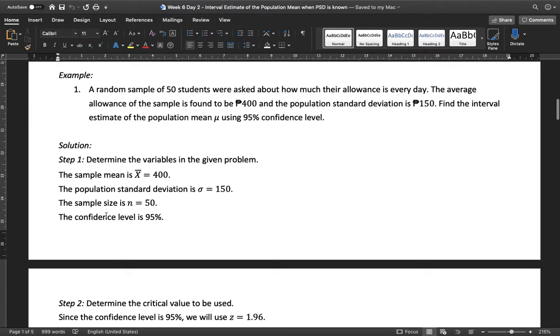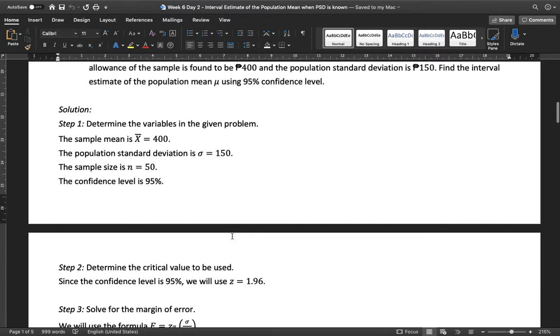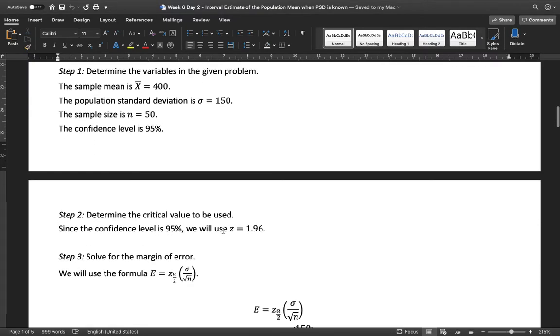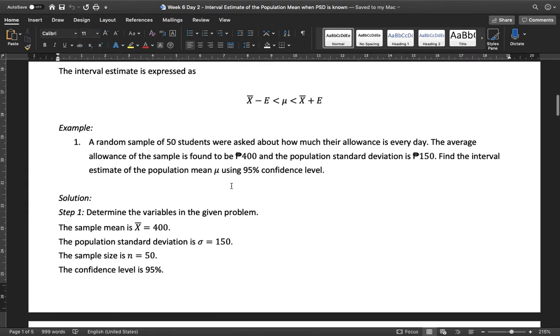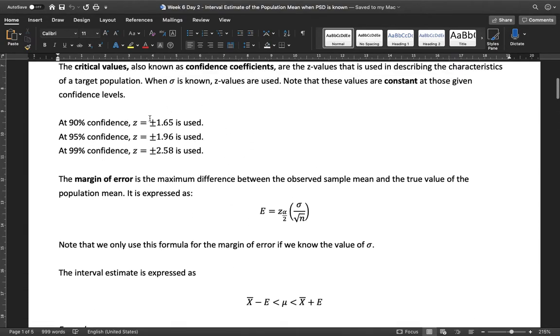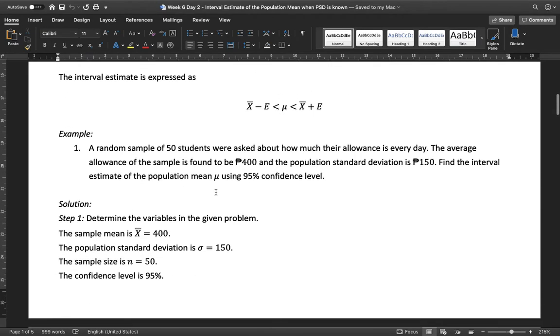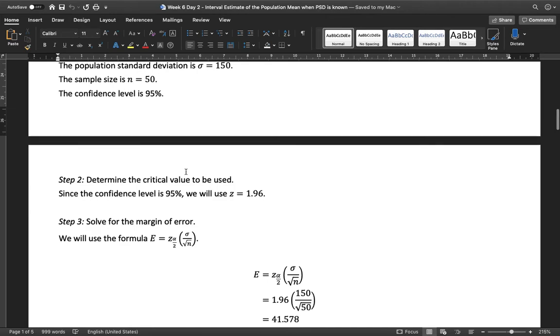After we determine the values of the variables, let's determine the critical value. Since the confidence level is 95%, matik po yan, z equals 1.96. Minimemorize lang natin yung mga values dito. Kapag 95, 1.96. Pag 99, 2.58. Pag 90, 1.65. Matik po yan. So, since the confidence level is 95%, z equals 1.96.